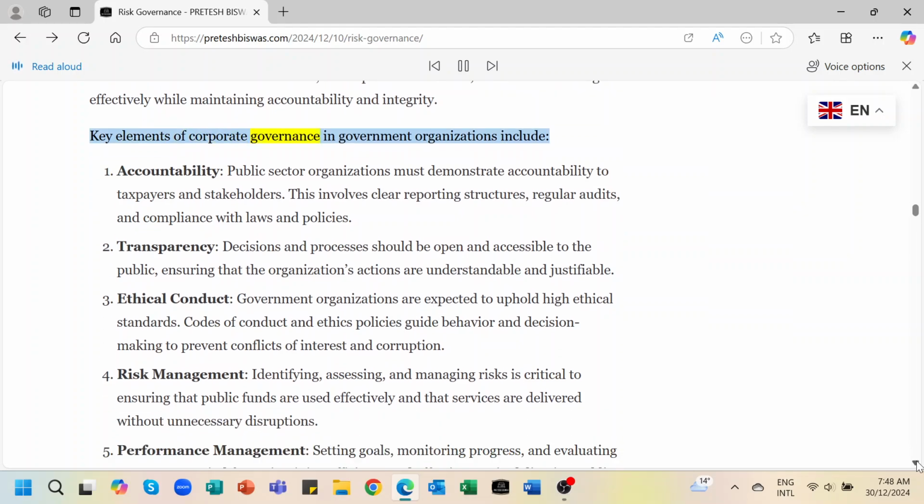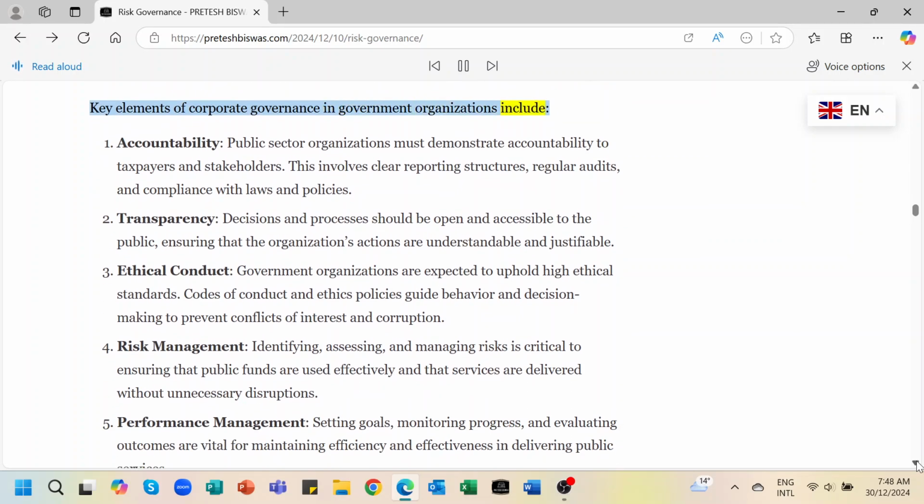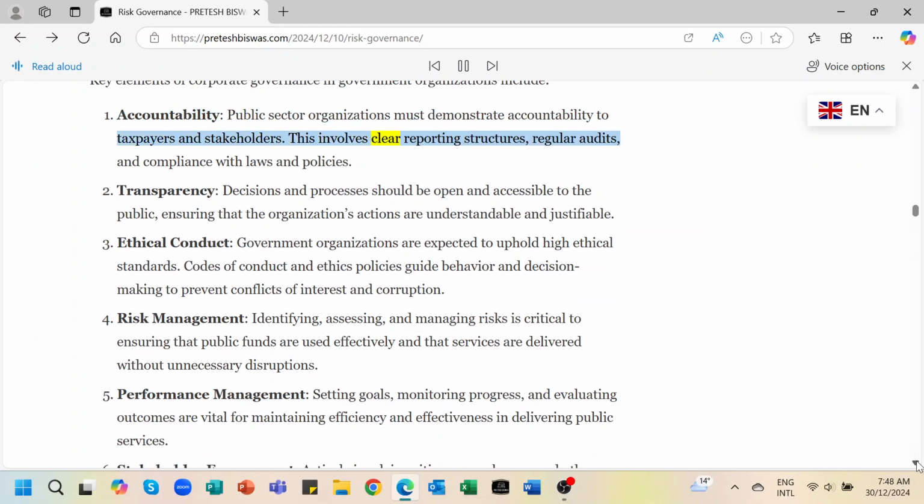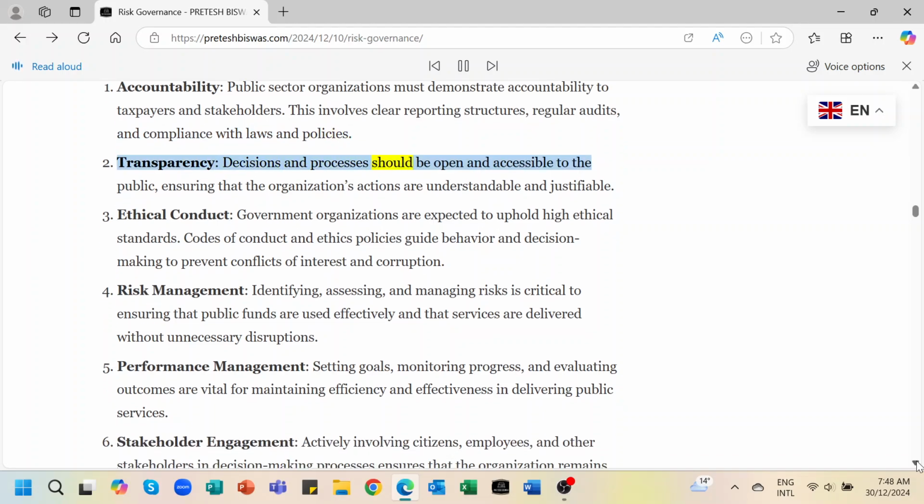Key elements of corporate governance in government organizations include accountability. Public sector organizations must demonstrate accountability to taxpayers and stakeholders. This involves clear reporting structures, regular audits, and compliance with laws and policies. Transparency. Decisions and processes should be open and accessible to the public, ensuring that the organization's actions are understandable and justifiable. Ethical conduct. Government organizations are expected to uphold high ethical standards. Codes of conduct and ethics policies guide behavior and decision-making to prevent conflicts of interest and corruption.